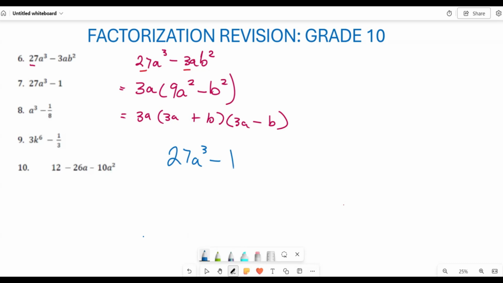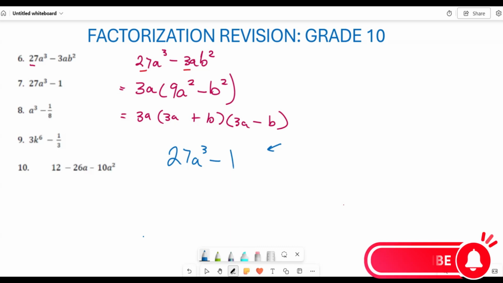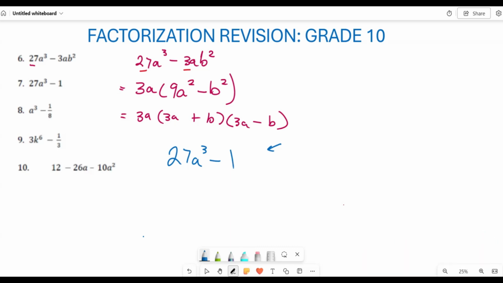Now, we have a special formula that we use when we factorize our cubes. What is it that you are going to do here? We are going to start here. This is what we are going to use in our formula. Now let's say, for example, we have this.